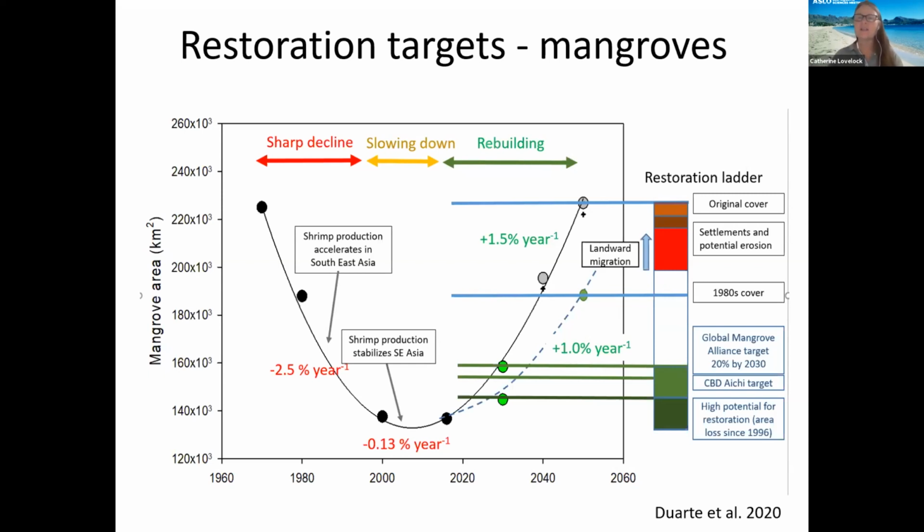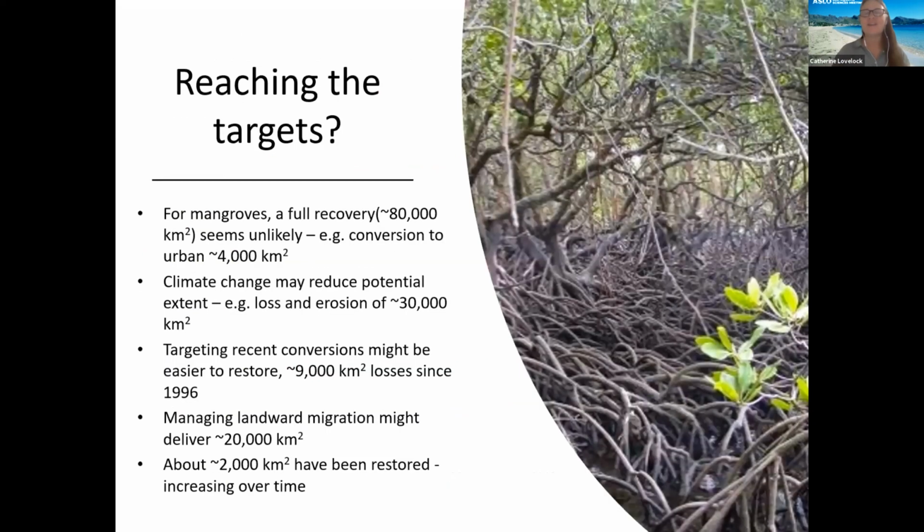So you can see that actually they're very ambitious. We need to be doing something like between 1 and 1.5% increase per year to achieve anything like the original cover by 2050. All right, but there are questions about how achievable this is.